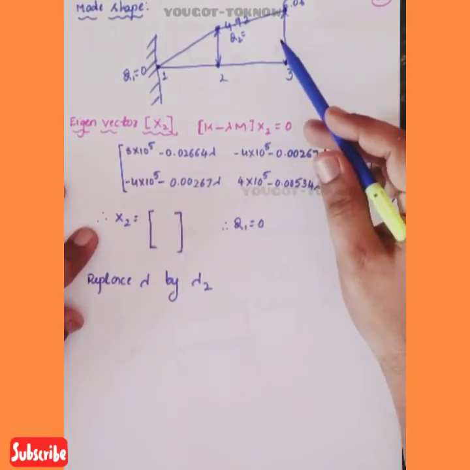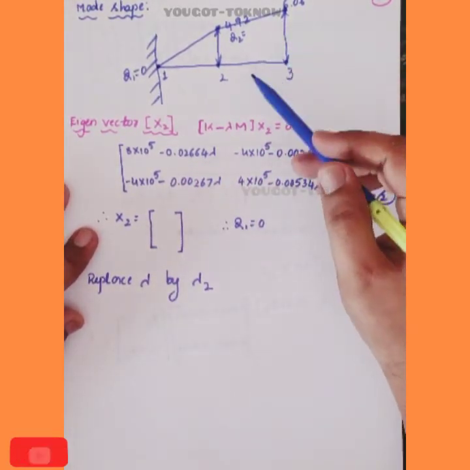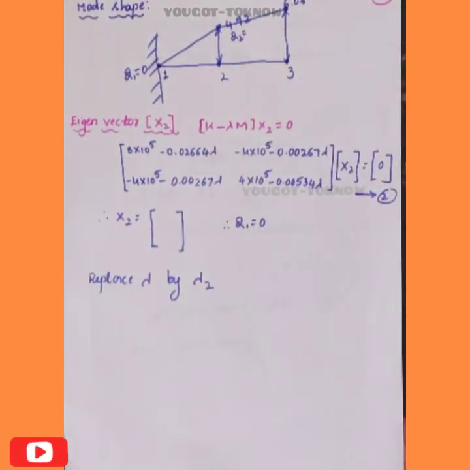That means this is generally what we call a bending mode. It will oscillate like this. Now, after this, this is a simple one mode. How to determine one mode?